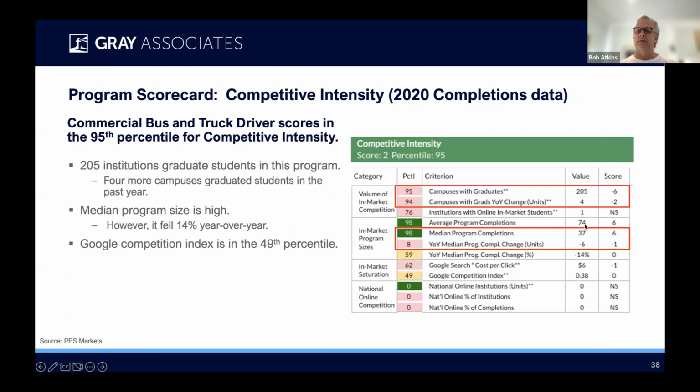How big are these programs? Important indicator of whether you'd be able to offer them and earn a return on the investment you might have to make to build these programs. 74 average completions, but median is still 37. So it's a pretty healthy number of students in a class, but it's a little bit different than completions normally.